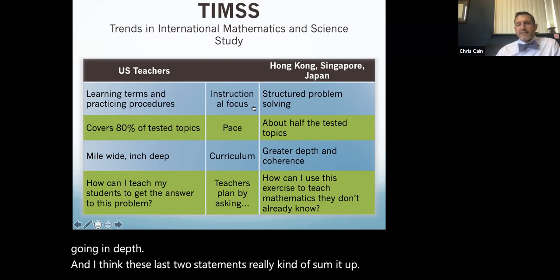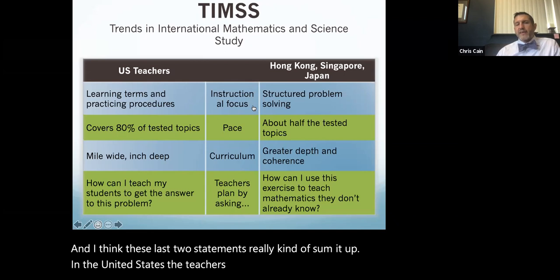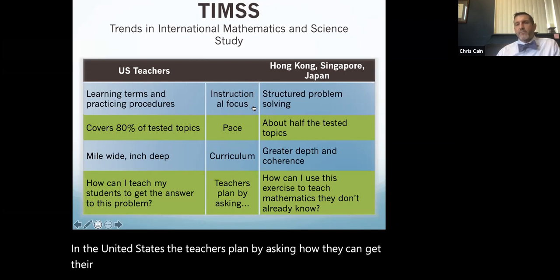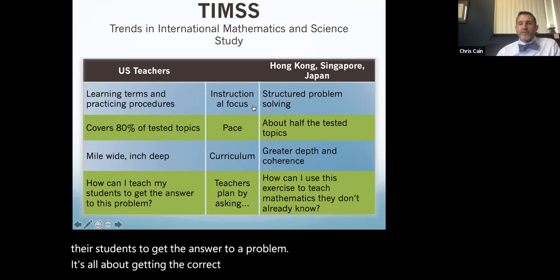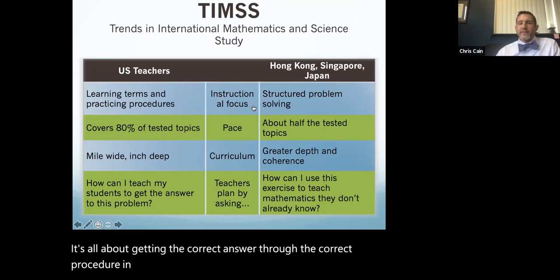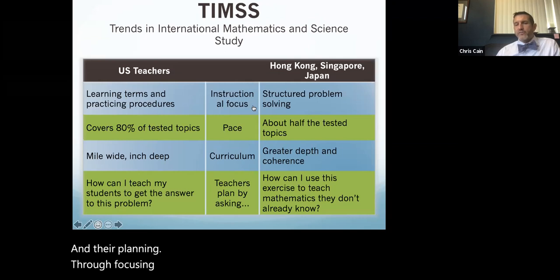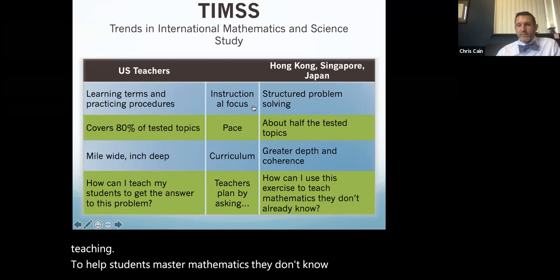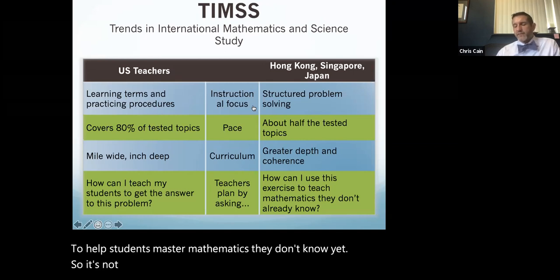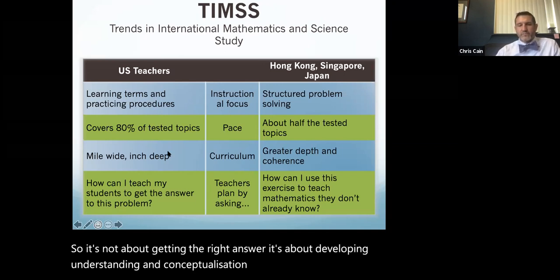In the United States, the teachers plan by asking how they can get their students to get the answer to a problem. It's all about getting the correct answer through the correct procedure. In the other countries, they're spending their time and their planning through focusing on how they can use the mathematics that they're teaching to help students master mathematics they don't know yet. So it's not about getting the right answer. It's about developing understanding and conceptualization within the mathematics.